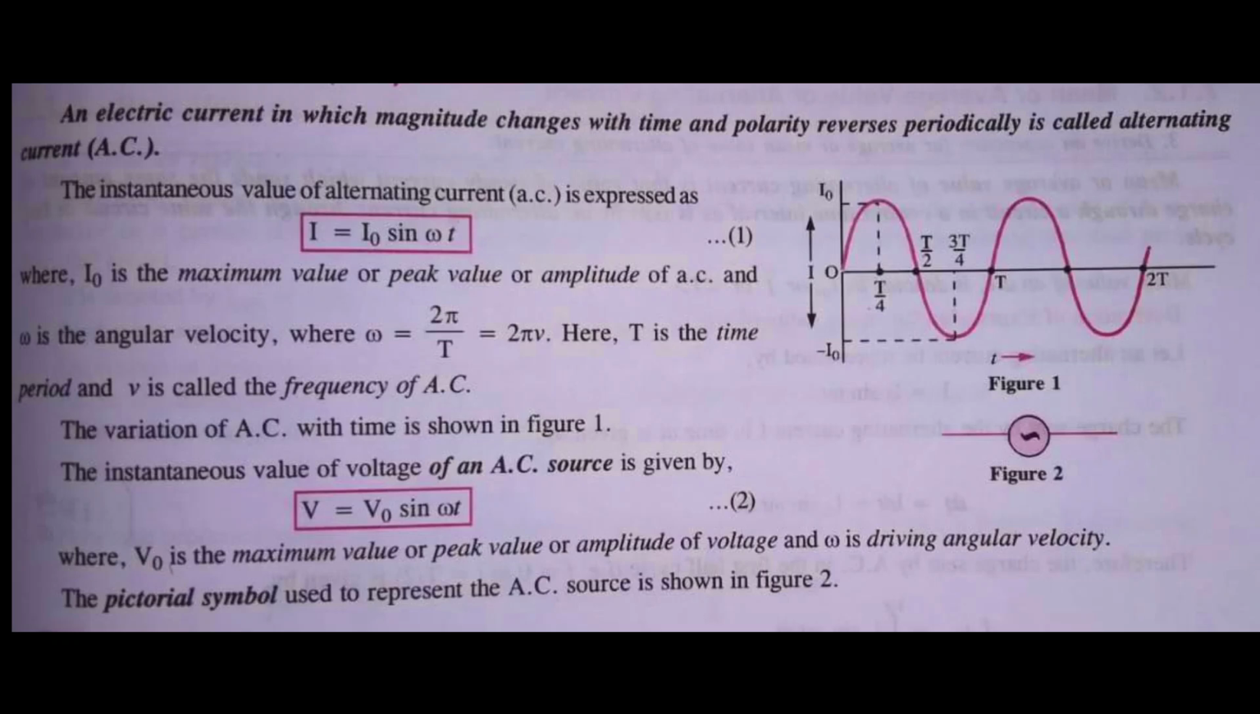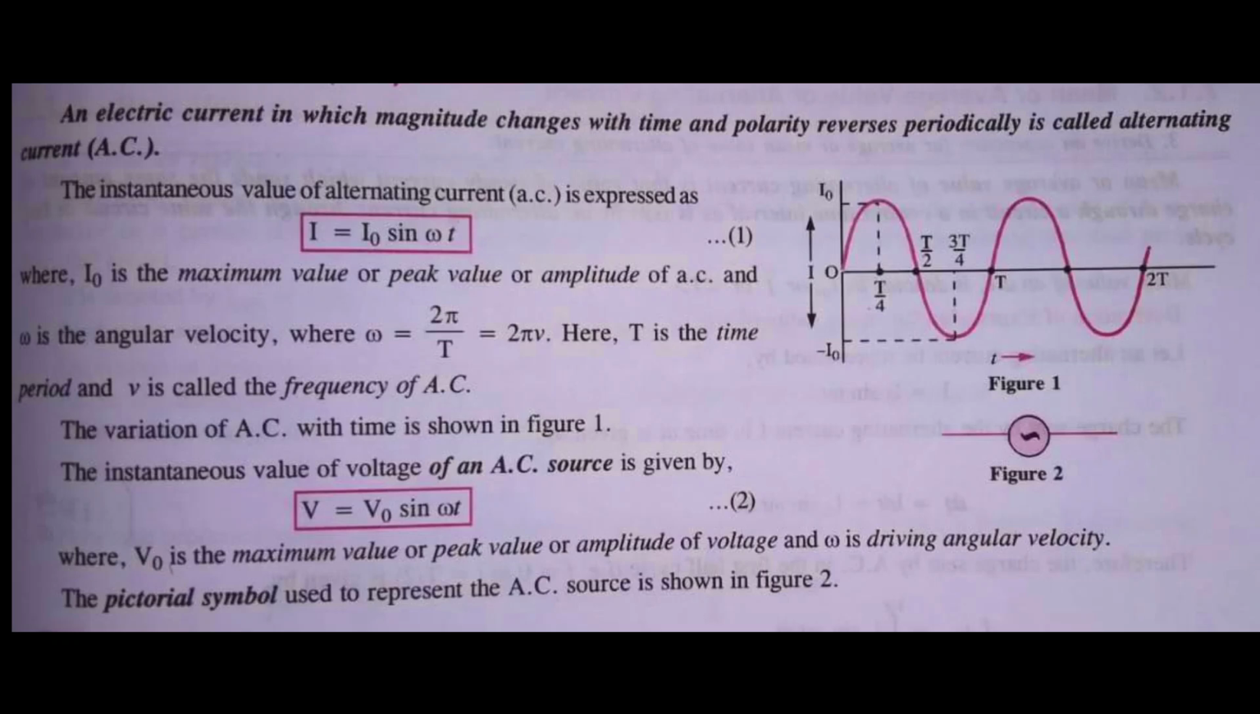The instantaneous value of alternating current is given by I is equal to I naught sine omega t. So it looks like a sine or a cosine wave current. Here I naught is the maximum value or peak value or amplitude of the AC current, where omega is the angular velocity. We know the relation of omega with the time period: omega is equal to 2 pi divided by T, which is also 2 pi nu, that is, frequency. The variation of the AC is shown in the given figure.